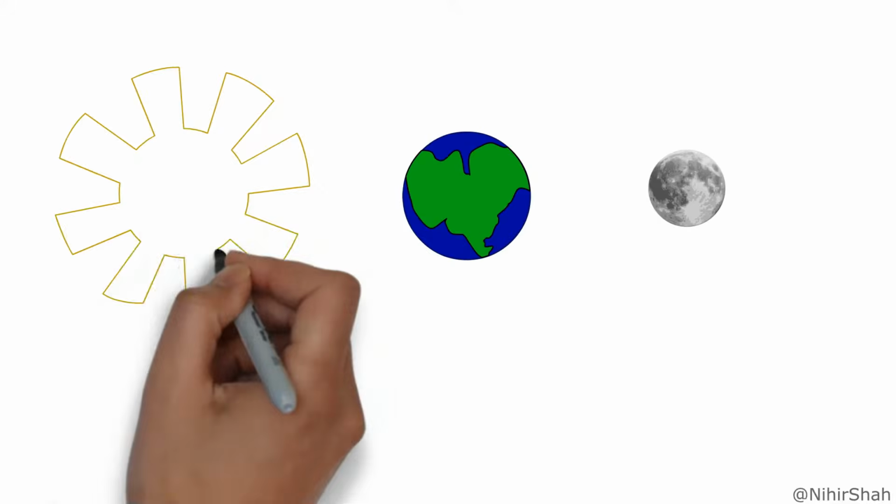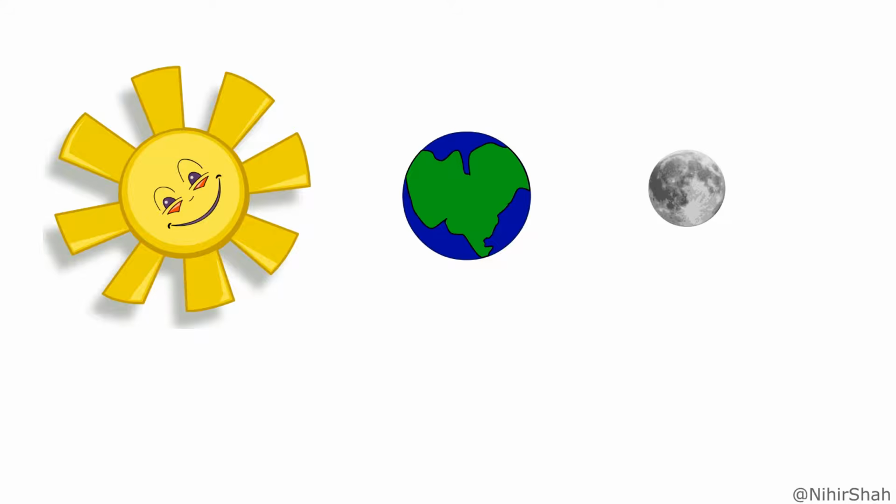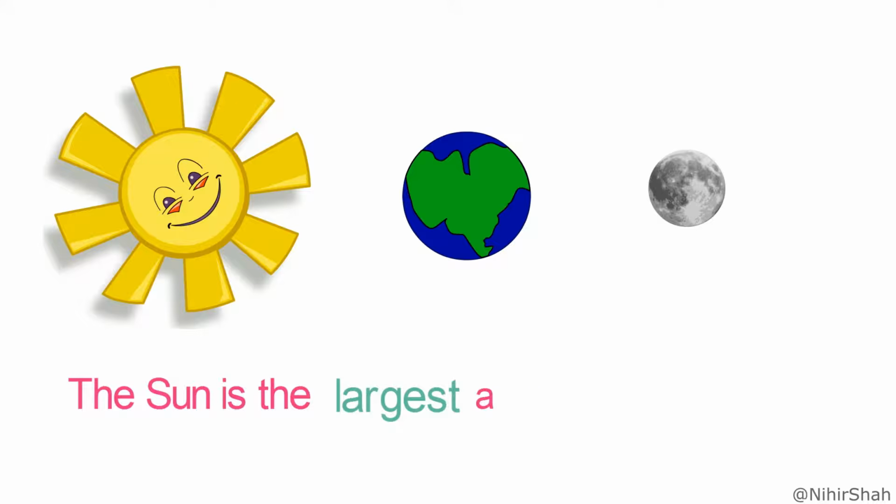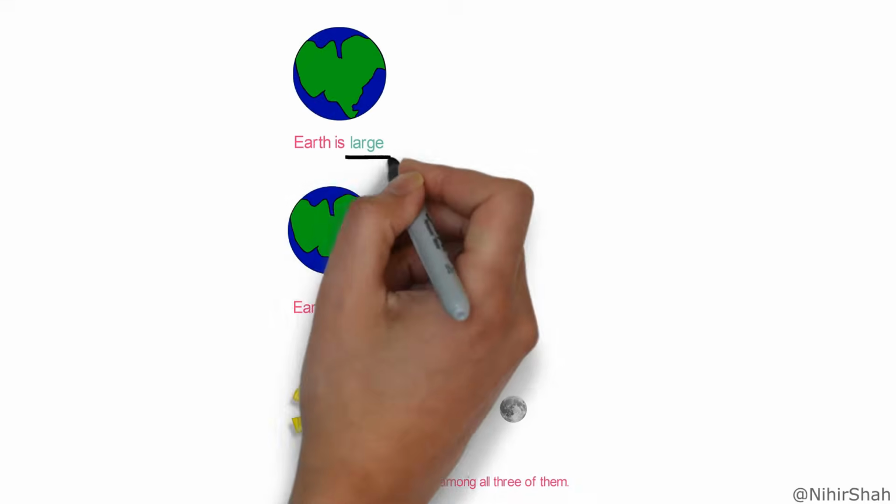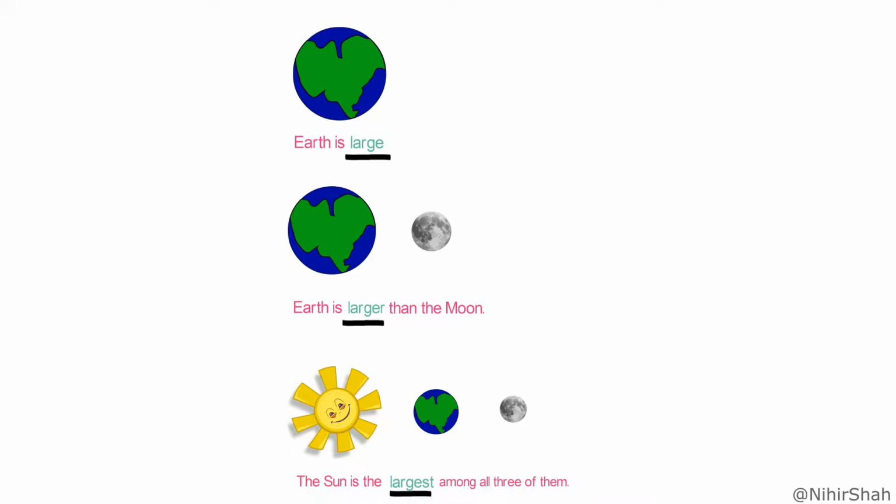And what about the Sun? Which one is larger now? The Sun is the largest among all three of them. In these comparisons, we used the adjectives large, larger, and largest. These adjectives represent different degrees of comparison.